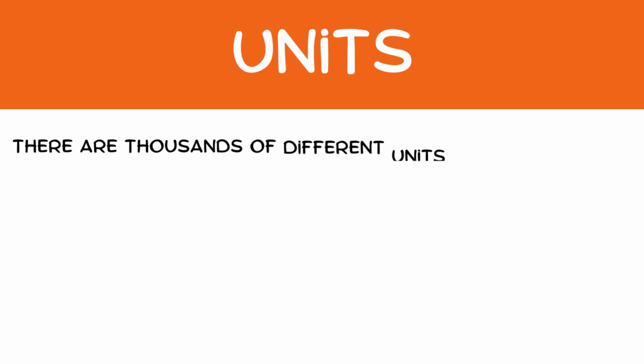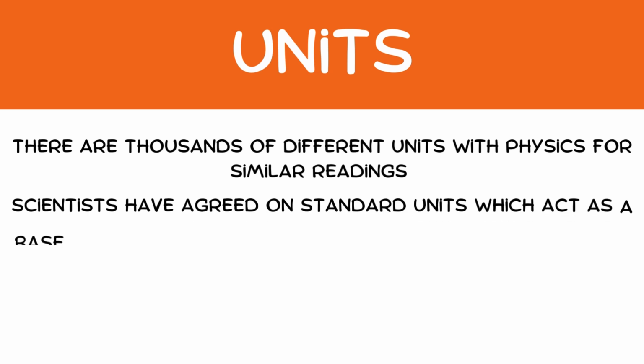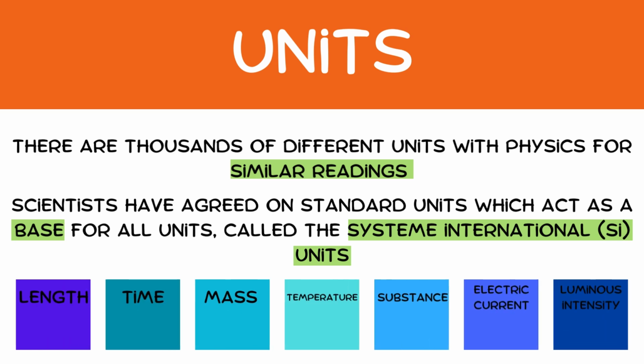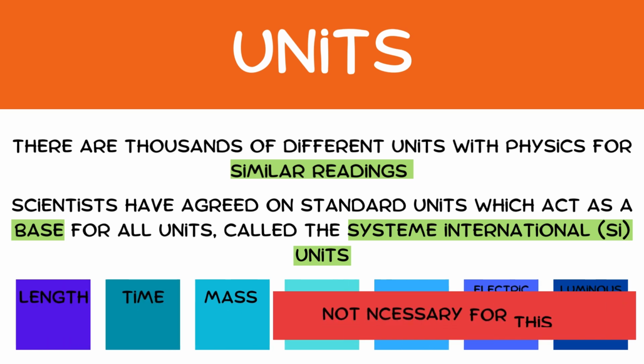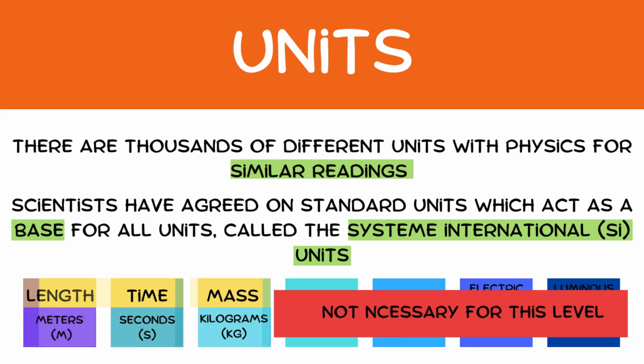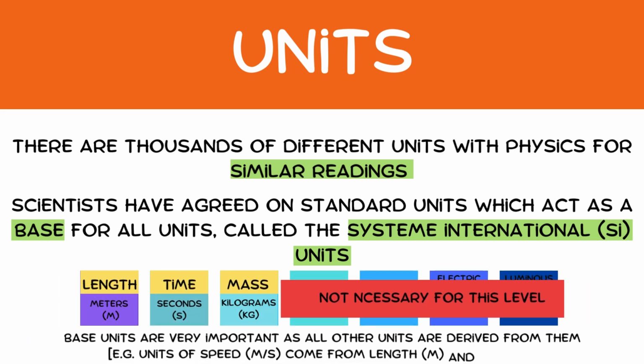With the thousands of different units available for similar readings, scientists across the world have agreed on base units, or SI units, which allow for international readings to use the same unit of measurement. Currently, there are 7 base units, but in this level, we will only focus on 3. The base unit for length is meters. For time, it is seconds, and for mass, it is kilograms. Base units are really important, as every other unit of measurement can be derived from them.